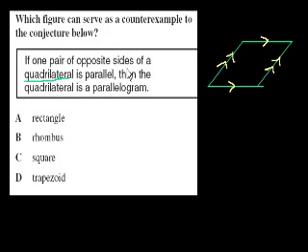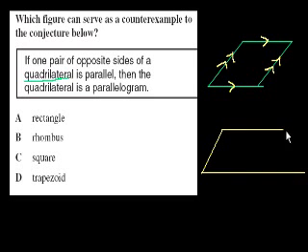Now they say if one pair of opposite sides of a quadrilateral is parallel, then the quadrilateral is a parallelogram. So I want to give a counterexample. Let me draw a figure that has two sides that are parallel. Let's say that side and that side are parallel. And then I don't want the other two to be parallel. Then it wouldn't be a parallelogram. Let's say the other sides are not parallel, so they look like that and like that. Just digging in my head for definitions of shapes, that looks like a trapezoid to me.